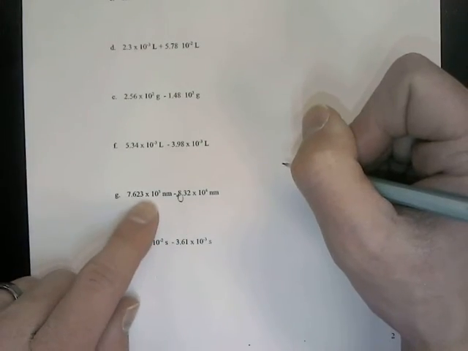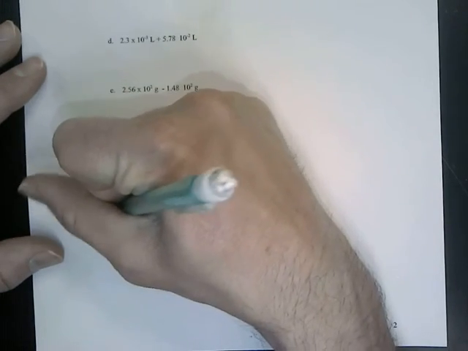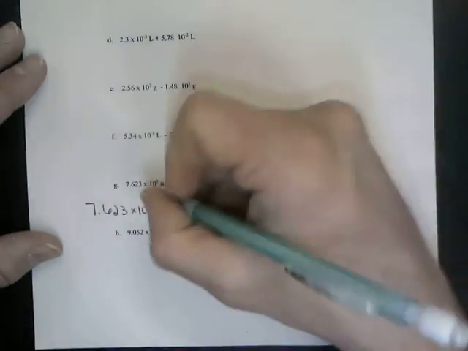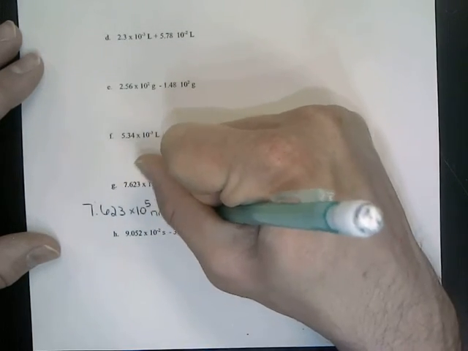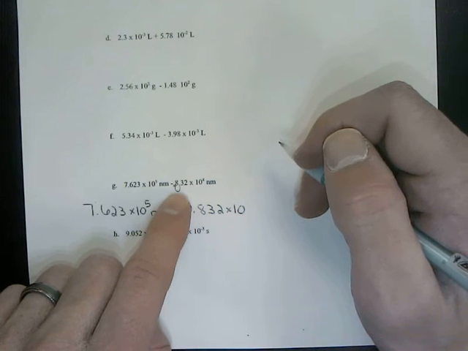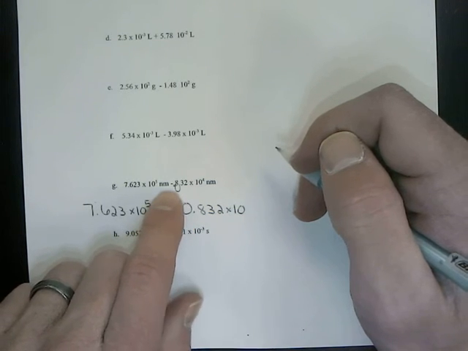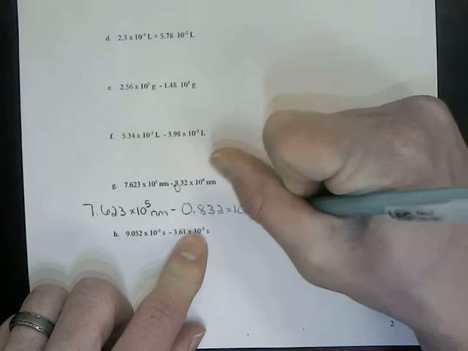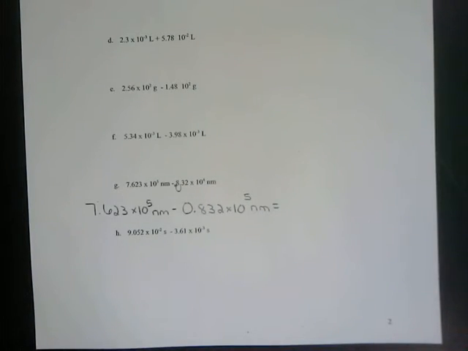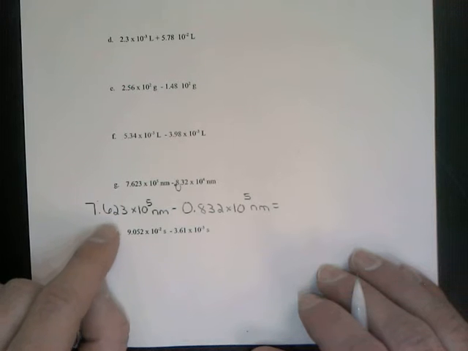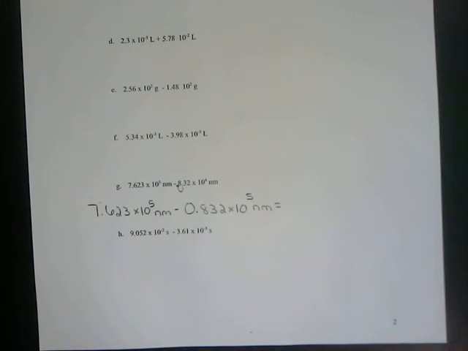So when I do that, I didn't change anything for my number out in front, so I still have 7.623 times 10 to the 5th nanometers minus, this is my change, 0.832 times 10, and because we moved the decimal from right to left, the exponent increases to that 5th power, which is what we want. Now, we're dealing with some bigger numbers here, so it's okay to plug these numbers into the calculator. But what we're going to do is subtract the coefficients. So we're going to take 7.623 minus 0.832.